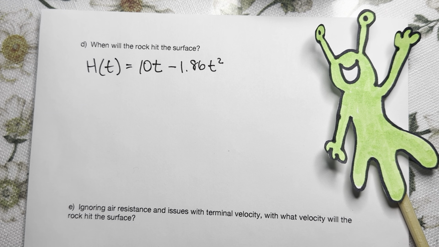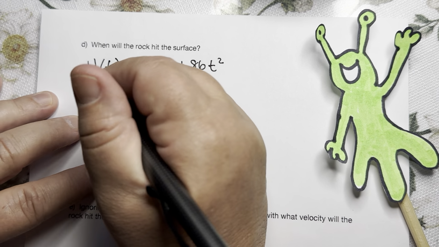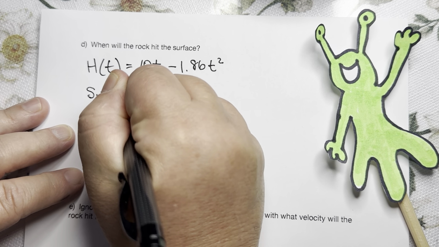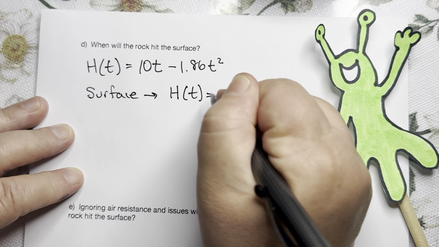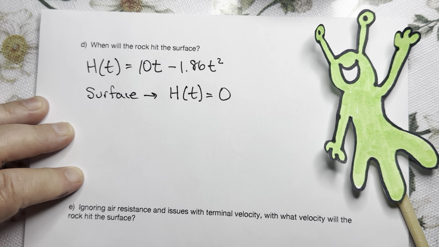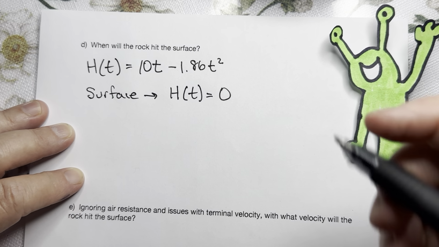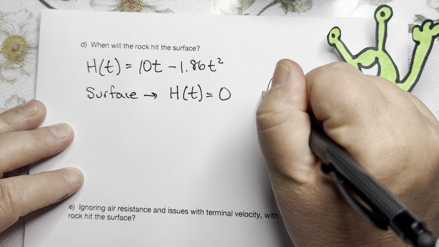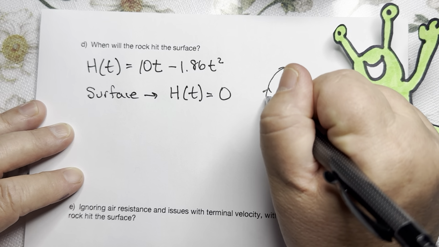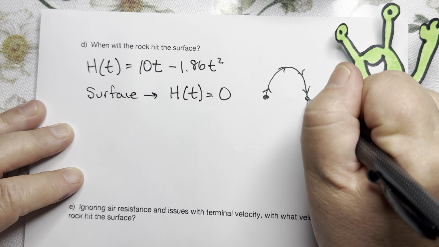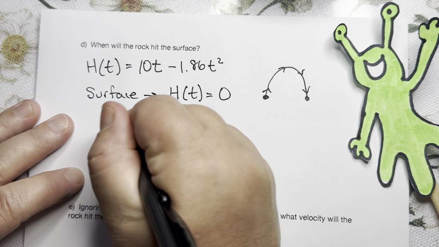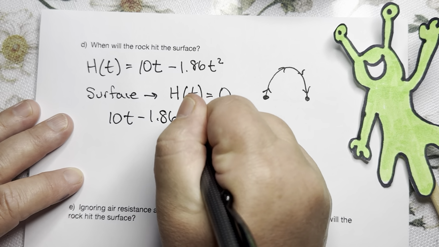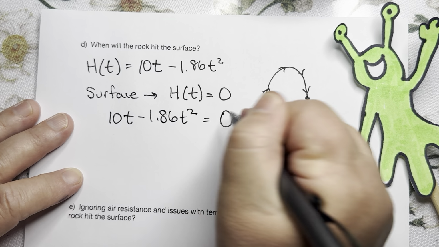And what you've got to think about is, what do we know about the rock hitting the surface? If I'm on the surface, that means that the height at whatever t is has to equal 0. It means it's on the ground, right? There are 2 moments when this rock is going to be on the ground, and that's when we start and when we finish. So I'm expecting 2 answers. So let's give this a try. I've got 10t minus 1.86t squared equals 0.